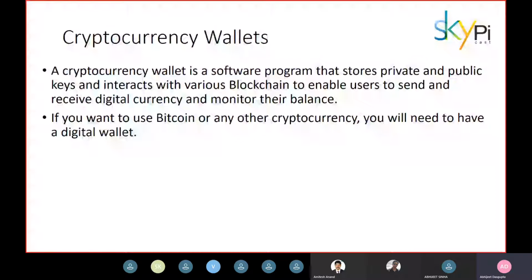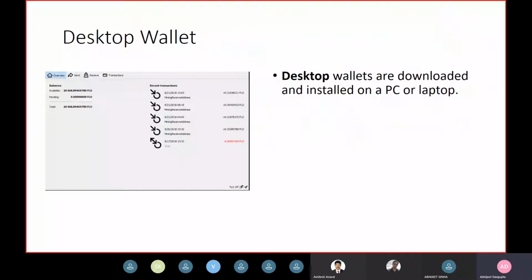If you want to use Bitcoin or a similar cryptocurrency, you will obviously need a digital cryptocurrency wallet. Let's have a look at the different wallets that are available for different cryptocurrencies. The first one that we see here is a desktop wallet. Desktop wallets are downloaded and installed on a PC or a laptop. They are only accessible from the single computer on which they are downloaded.